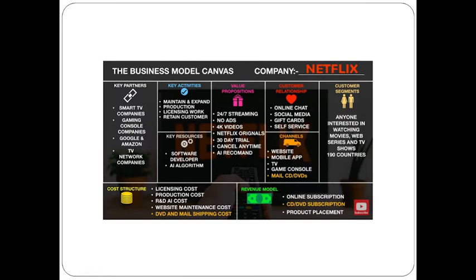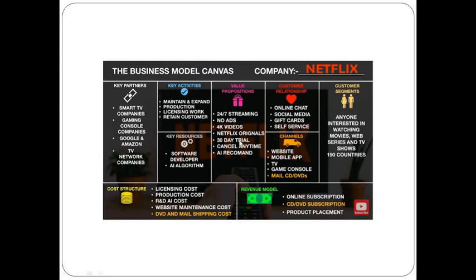Now for Netflix, if you try to discuss this case study, it is the customer segment. Who are your customers? Obviously, the people who are watching movies, web series, TV shows, etc. And the most benefit you get is that you can watch at any time. You don't have to be live only at that particular time to watch that particular web series and so on.